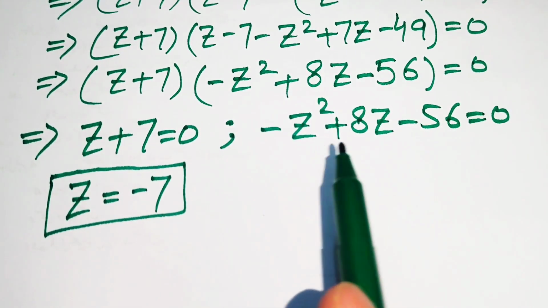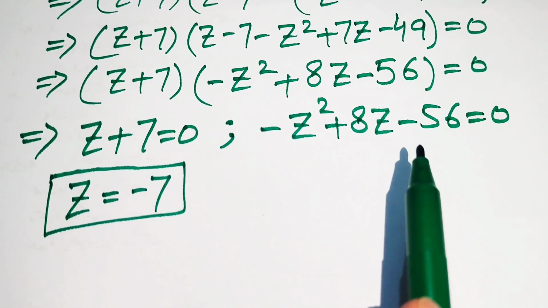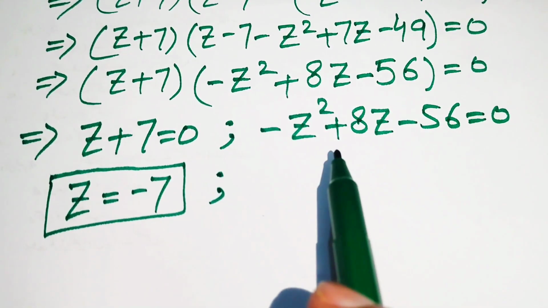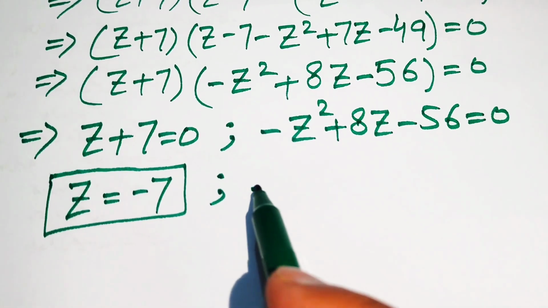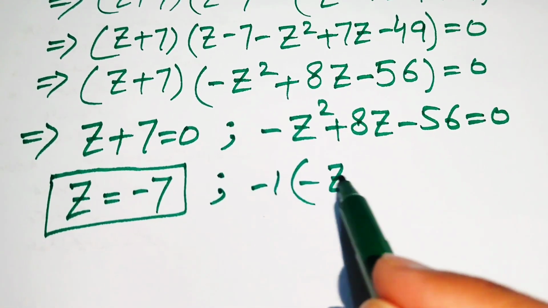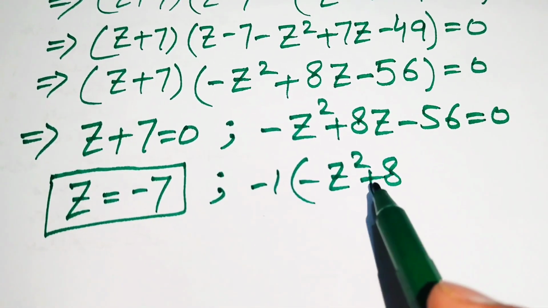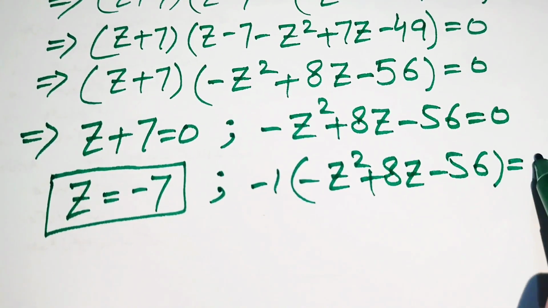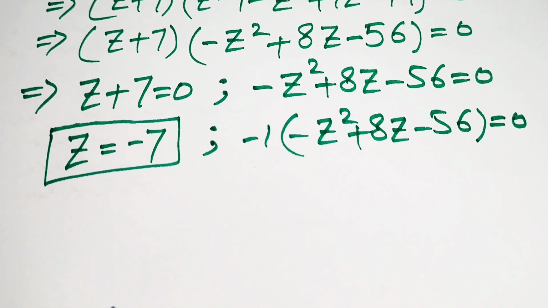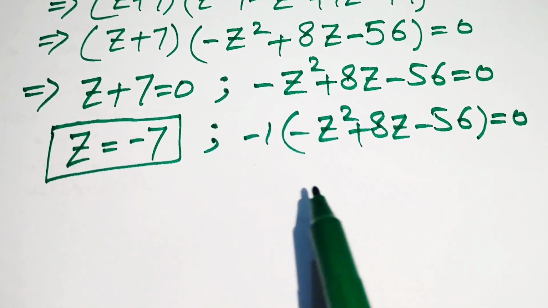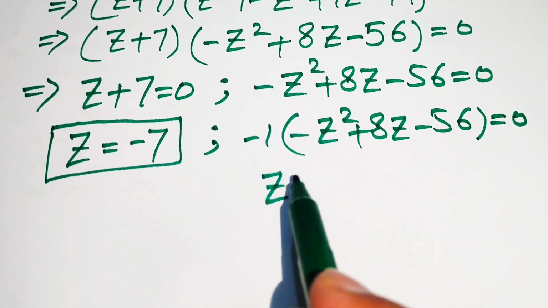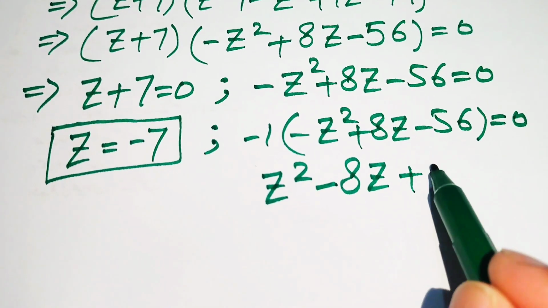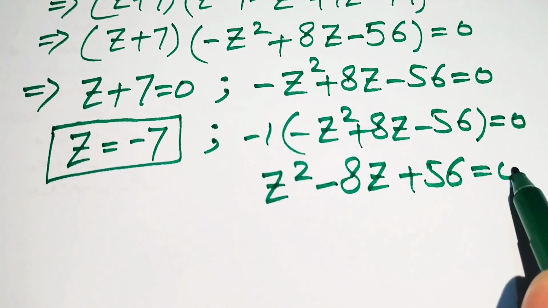So now first we convert this quadratic equation into the standard form, so here we multiply both of the sides by minus 1. It will be written in this form: minus z square plus 8z minus 56 equals to 0. When we multiply minus sign on each of these terms, all these signs change, and we get here z square minus 8z plus 56 equals to 0.